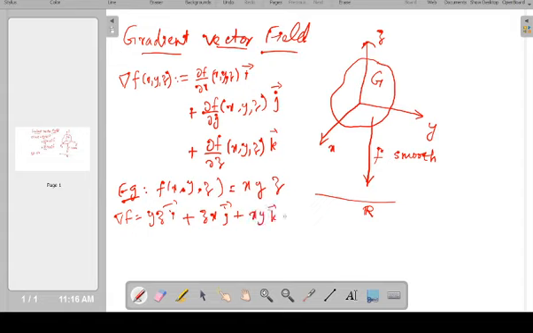And this vector field is very important. And del f stands for the derivative of f. Del f is called the gradient of f, and it is actually the derivative of f.